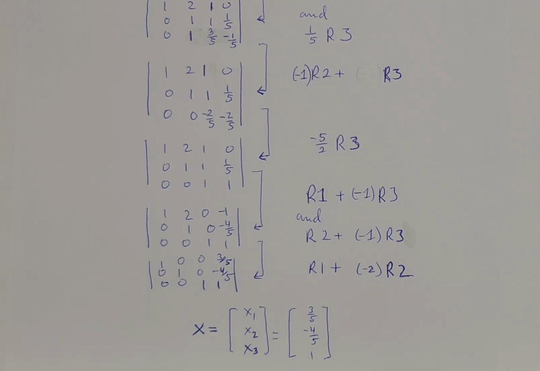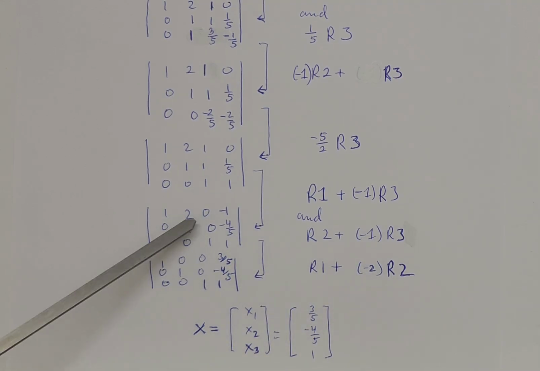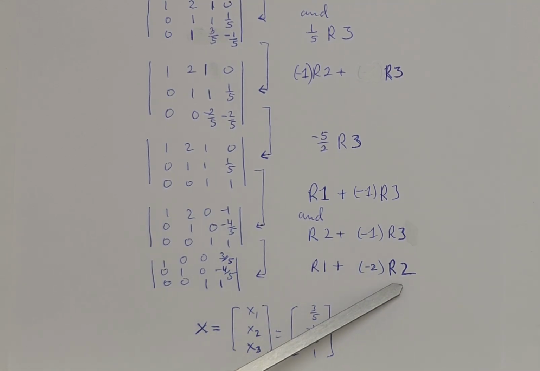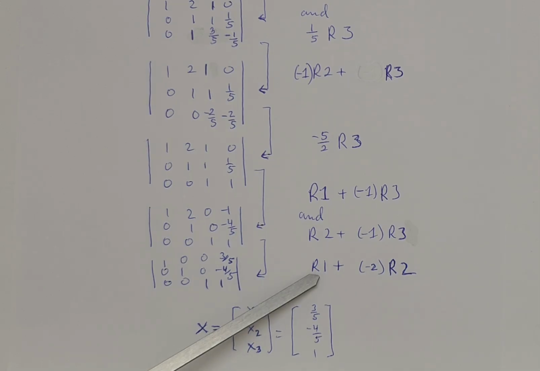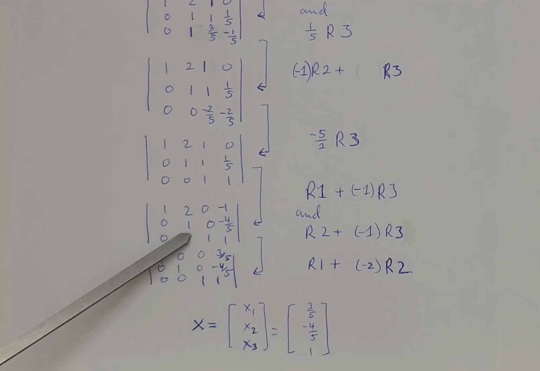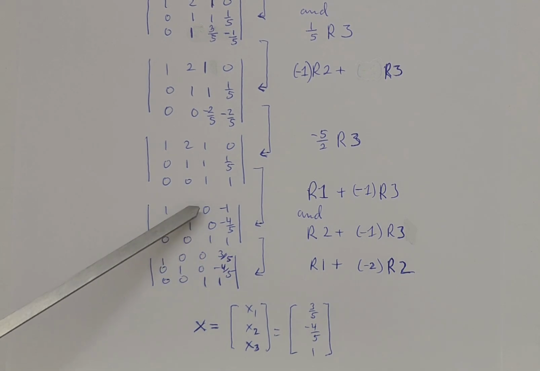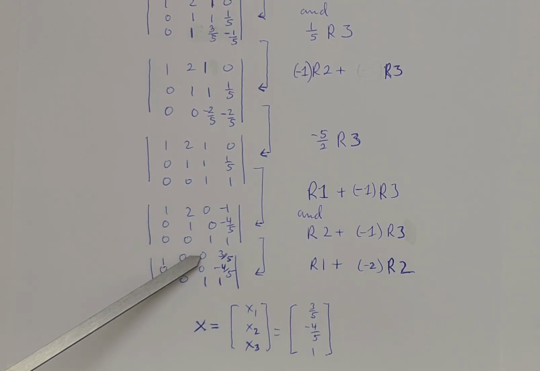And the last thing, we need to take care of this 2 right here so that this 2 could be a 0. So now the opposite of 2 will be negative 2, which I have here. So negative 2 times row 2 plus row 1. Okay, so negative 2 times 1 gives me negative 2. Negative 2 plus 2 gives me this 0. Negative 2 times 0 is 0. 0 plus 0 is this 0.